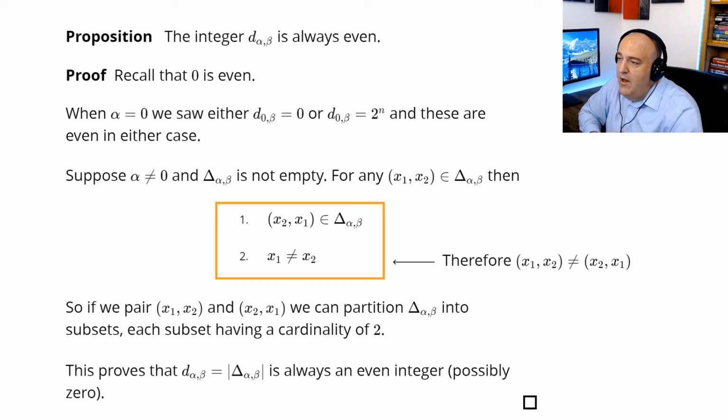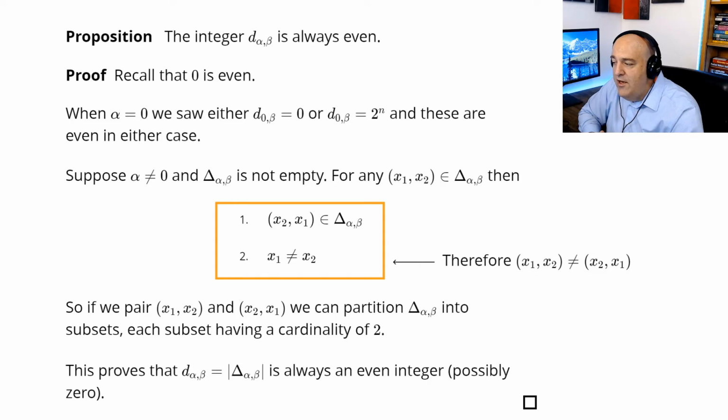And an important little observation is that the integer d alpha beta is always even. And just recall that 0 is an even number, so when d alpha beta is 0, it's still even. Let's just dispense of the case of alpha equals 0. When alpha equals 0, we know that d0 beta is either 0 or 2 to the n, and both of these are even. So we can assume that alpha is non-zero in our proof here. And why don't we also assume that delta alpha beta is non-empty? So there are elements in there.